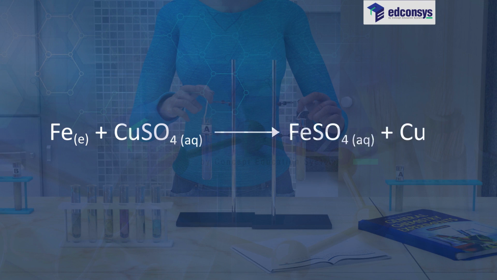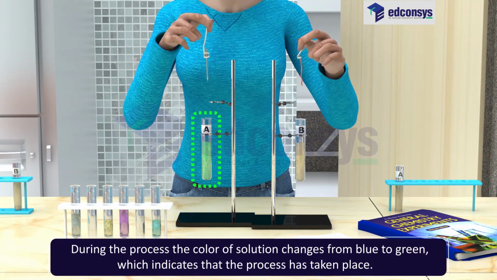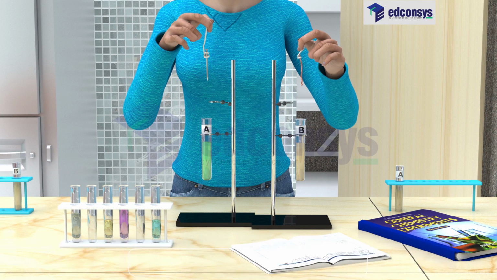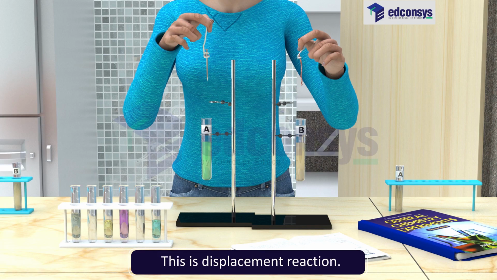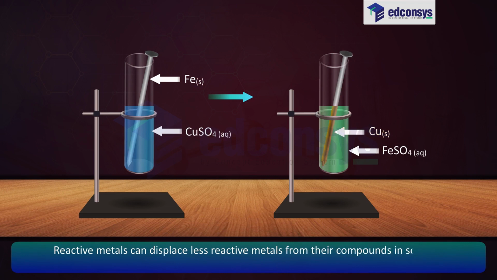Fe + CuSO4 gives FeSO4 + Cu. During the process, the color of the solution changes from blue to green, which indicates that the reaction has taken place. This is a displacement reaction. Reactive metals can displace less reactive metals from their compounds in solution or molten form.